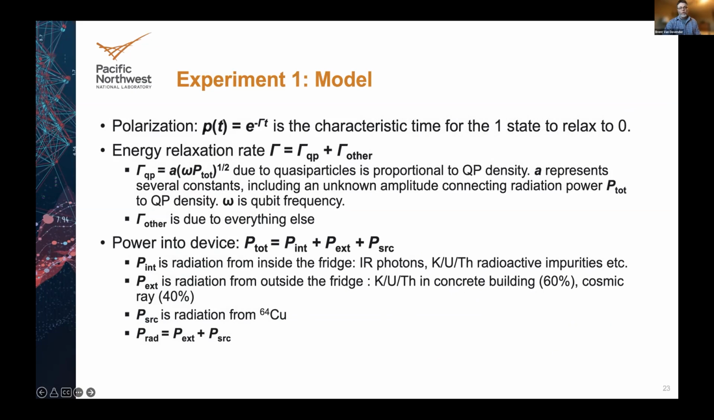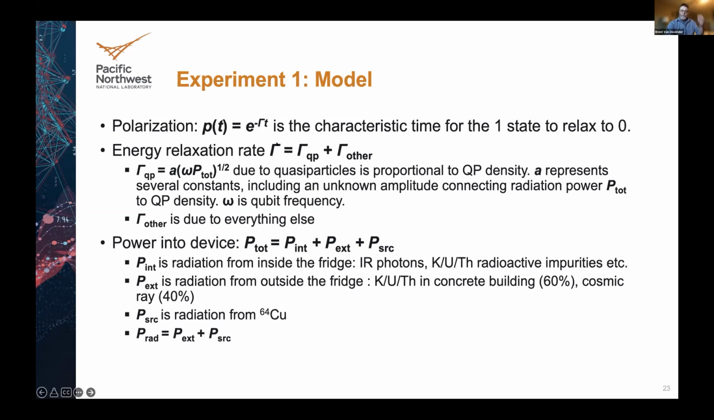Remember, we're going to measure this polarization or population P. It's going to decay exponentially with some characteristic decay time gamma. Now, we might get a super exponential, and that gamma might itself be a complicated function. But we're basically going to do that measurement. We put the qubits in the one state, measure them sometime later to see if they're still in the one state, and keep doing that until the copper dies away.